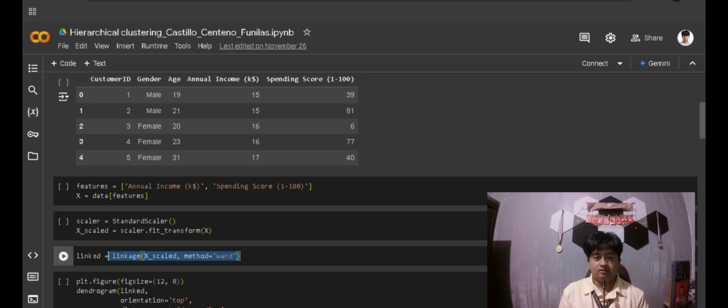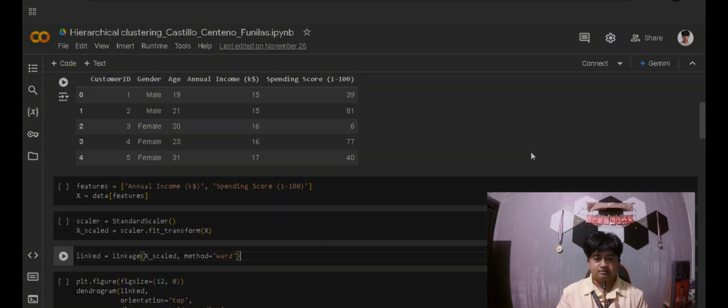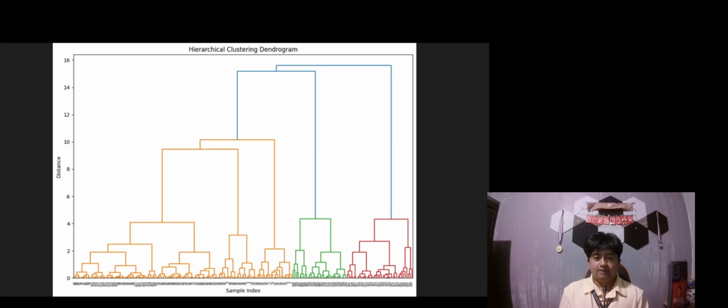Next, we applied Ward's method to compute the linkage. Ward's method minimizes the variance within clusters at each merging step, which creates compact and well-separated clusters. The dendrogram you see here is the result of that computation.